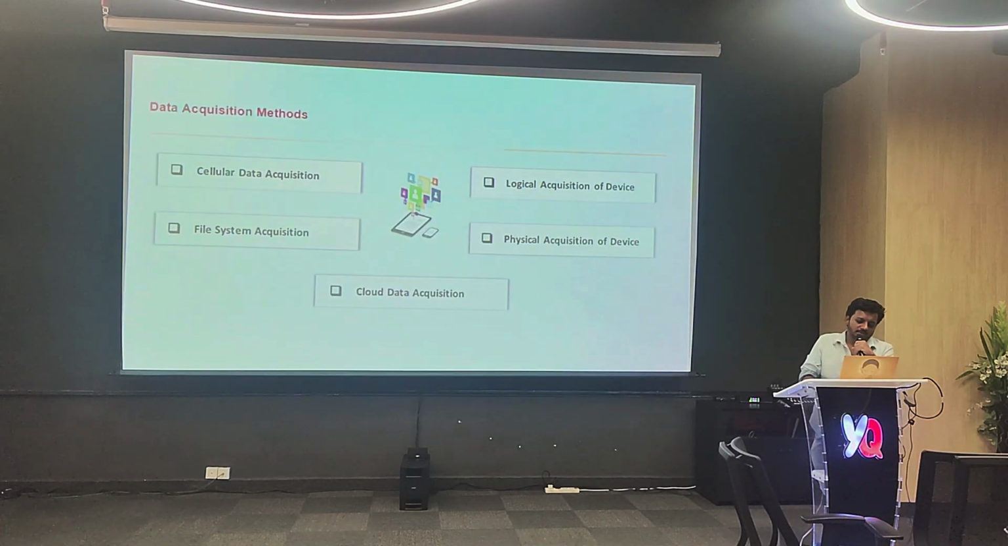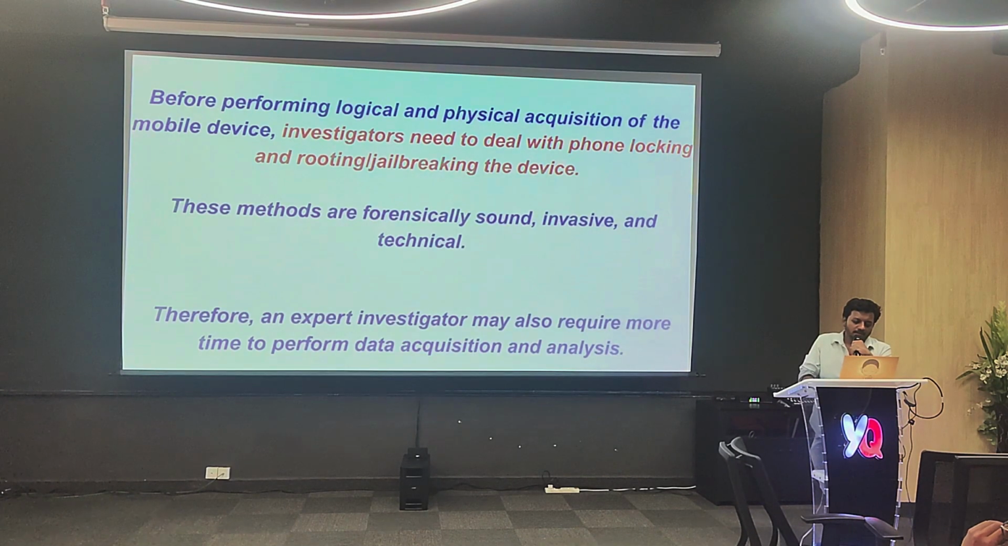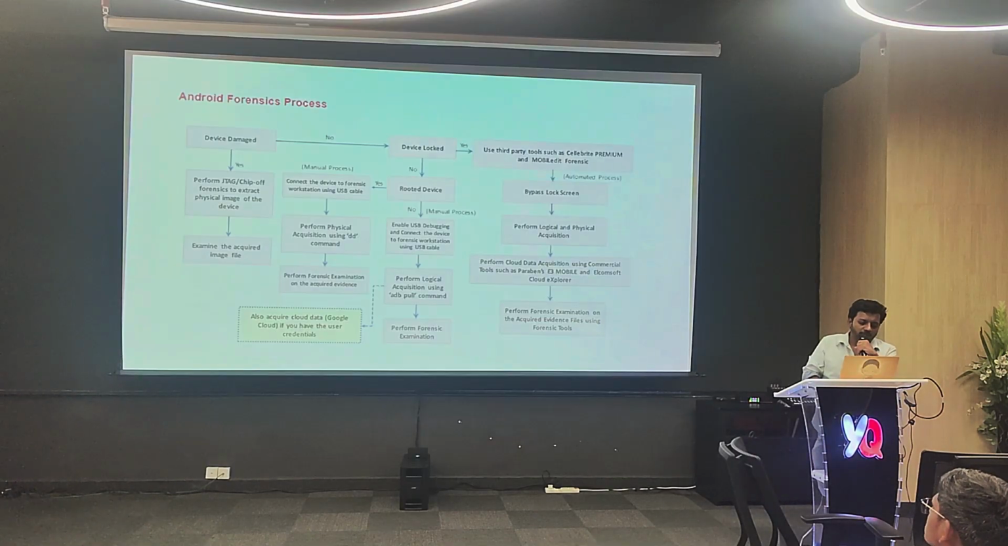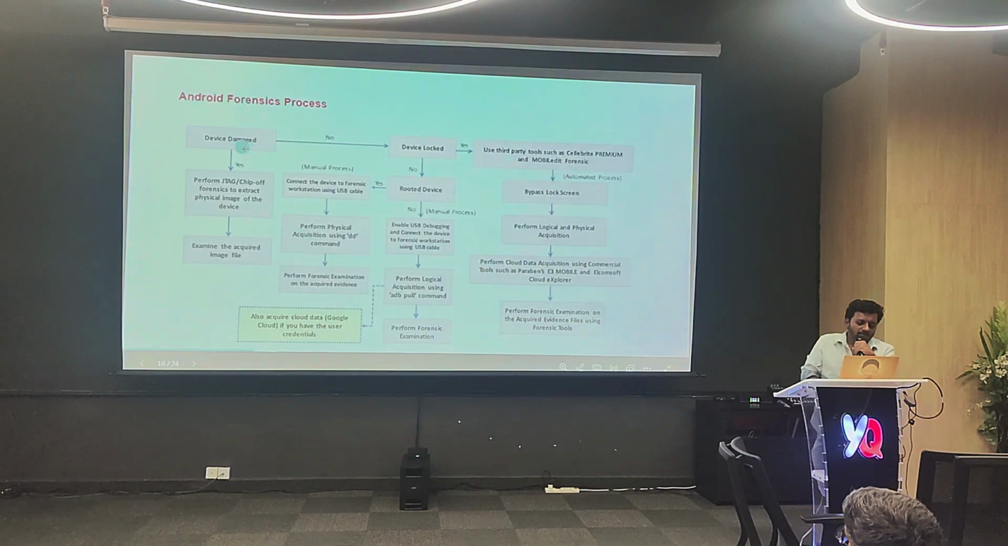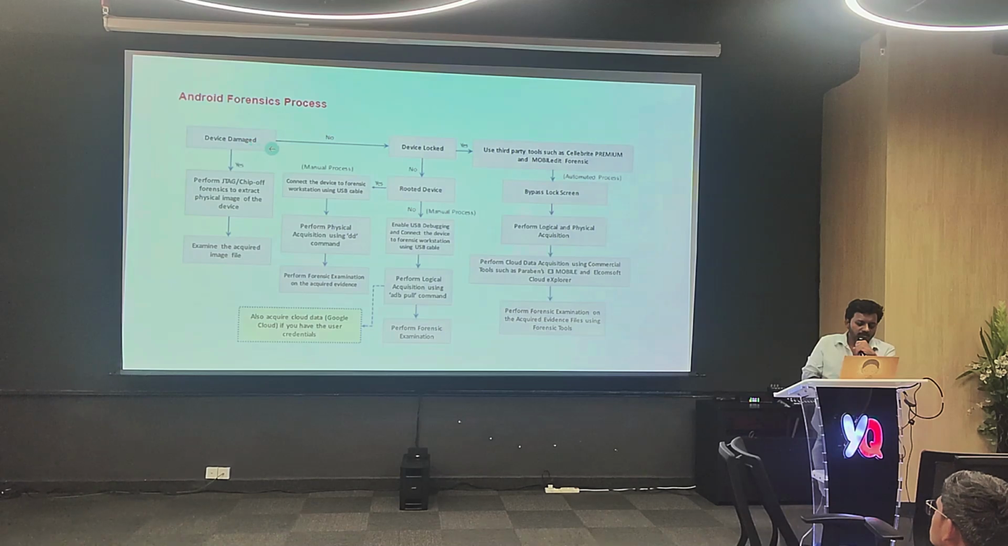In data acquisition, we have to acquire the cellular data, logical, file system, physical, and then cloud. The main thing we have to deal with is, if the phone is locked, we have to unlock it, and we have to check whether it is jailbroken or any other things. So this is the Android forensics process. We have to check whether the device has been damaged, if not, then whether the device has been locked or not.